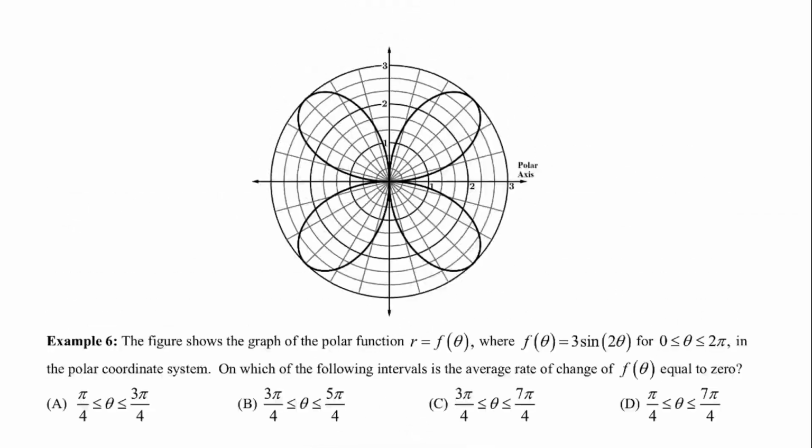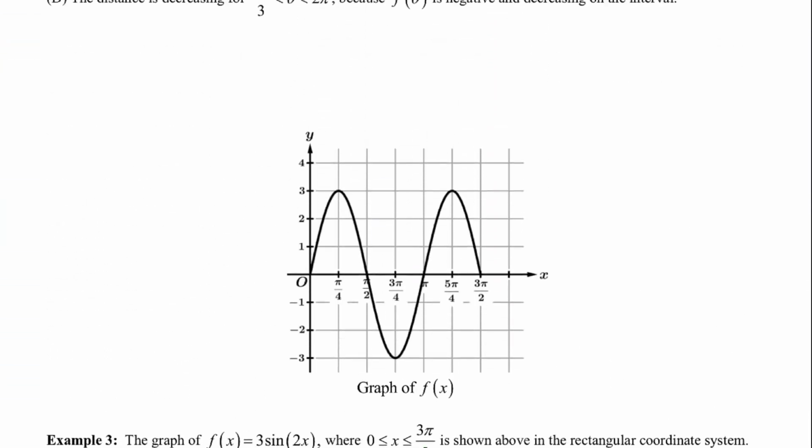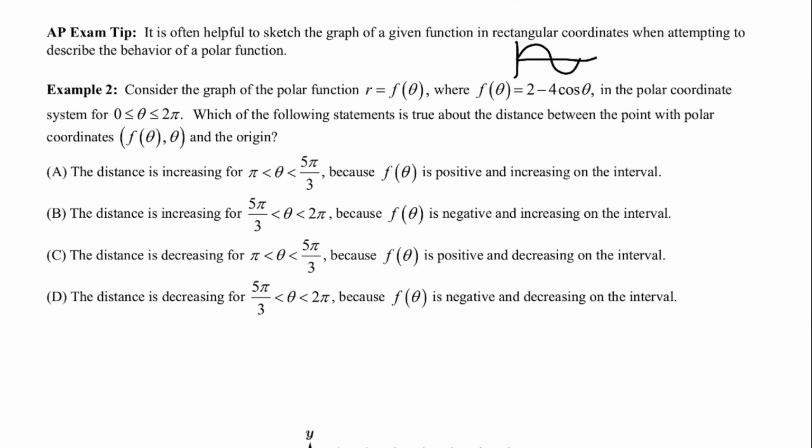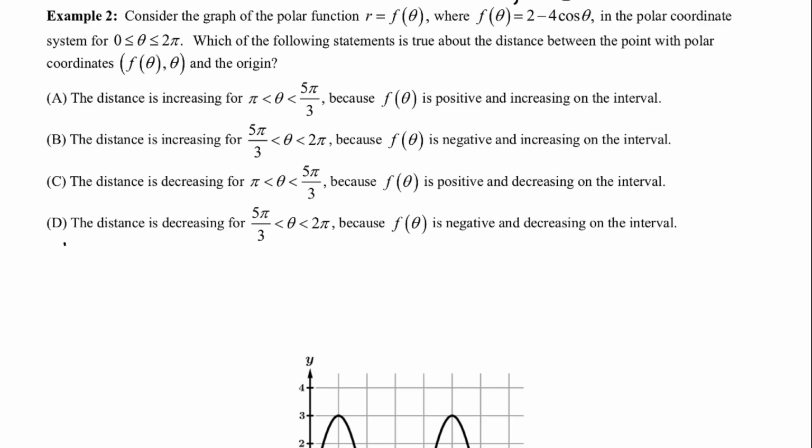So if we look at example 2, it says, consider the graph of the polar function r is equal to f of theta, where f of theta is equal to 2 minus 4 cosine theta in the polar coordinate system between 0 and 2 pi. Which of the following statements is true about the distance between the point with polar coordinates f of theta and the origin? So let's draw a graph.